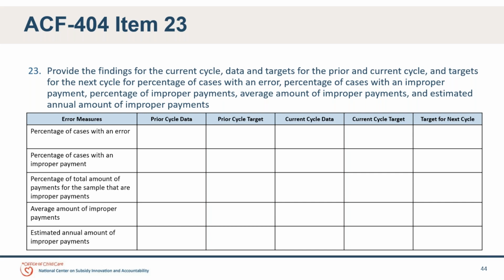The good thing about this table is the columns for the prior cycle data, prior cycle target, and current cycle target are all pre-populated based on last cycle's report. Also, the column for the current cycle data is populated based on what you entered back in part 2. The only column that you actually need to complete here is the targets for the next cycle. But of course, it's good to check the other figures to ensure accuracy.